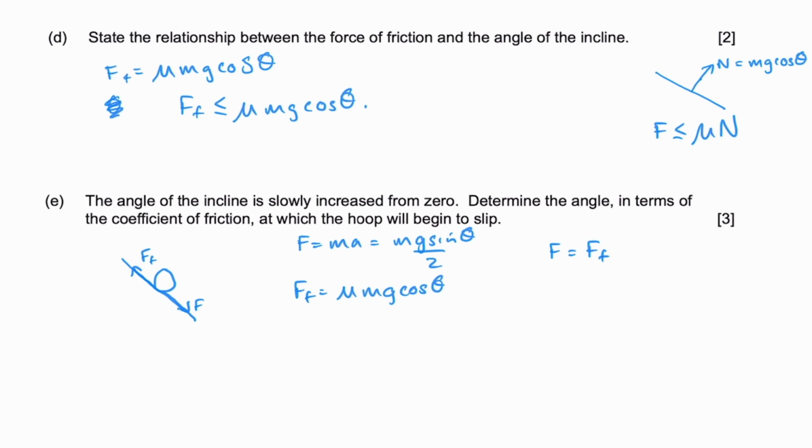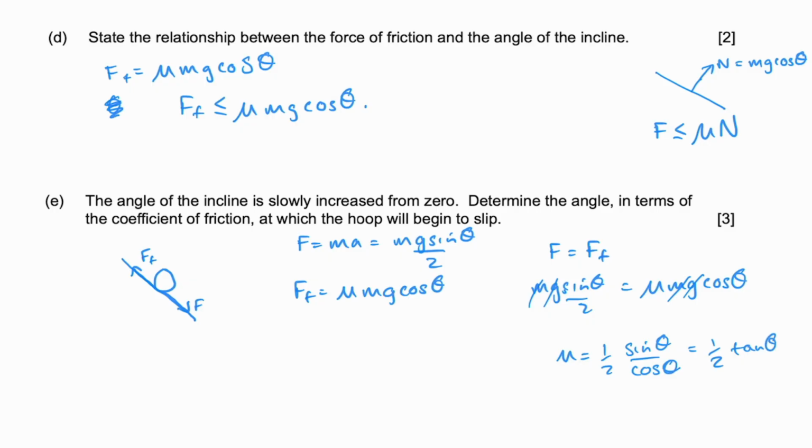So let's put them together. mg sine theta over 2 equals mu mg cos theta. Let's cancel those mg's out. Mu equals half sine theta divided by cos theta. And of course, by maths, we know that sine theta over cos theta equals tan theta. So mu equals a half tan theta. That is our expression.